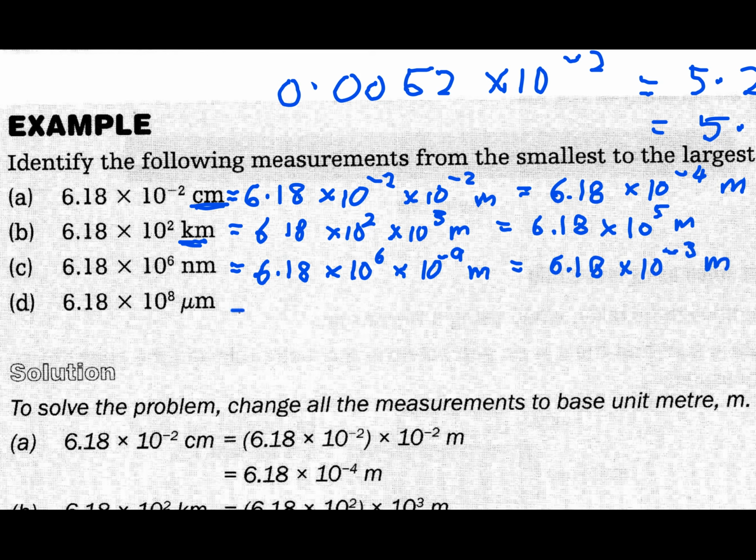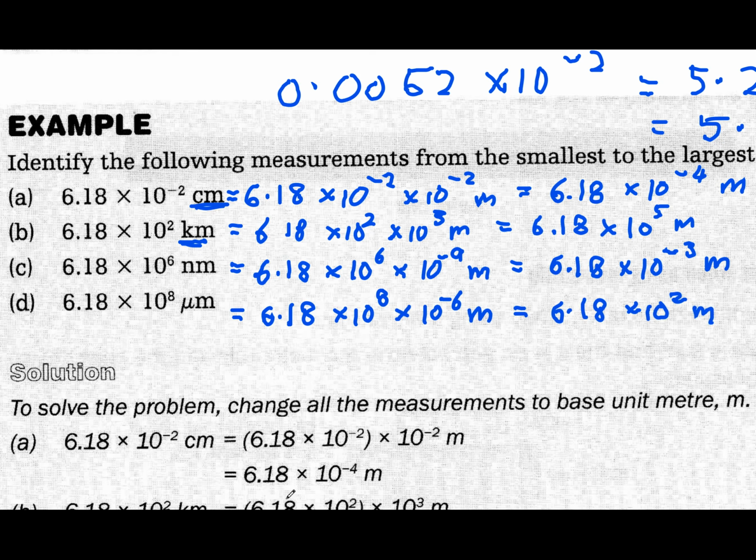Finally, micro. Micro is 10 to the power minus 6. So we convert the micro into 10 to the power minus 6. 8 minus 6 is 2. So we end up with 10 to the power 2 meters.